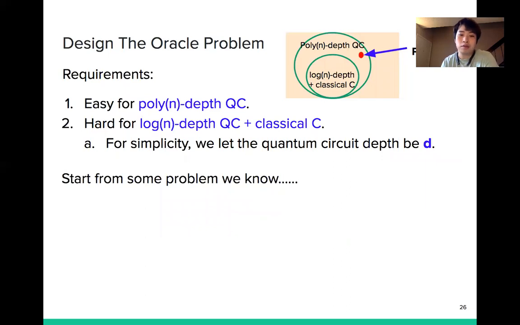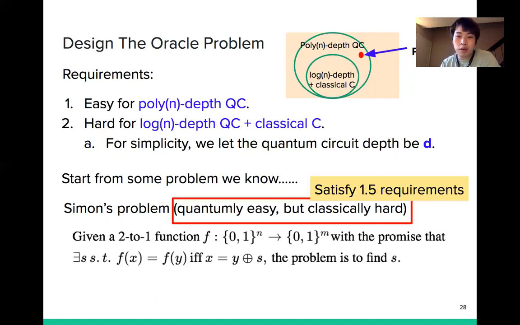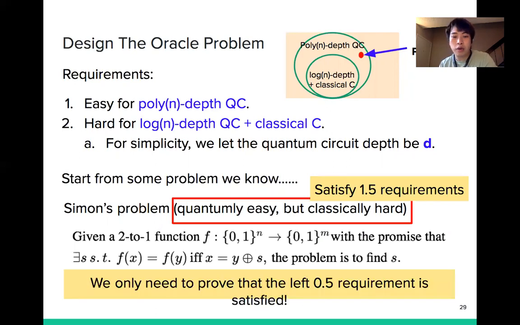It is very hard to start from nowhere, so we just start from some problems we know. What we have known from this talk is Simon's problem. Simon's problem has a very good property: it is quantumly easy and classically hard. So it satisfies 1.5 requirements, and we only need to prove that the last 0.5 requirement is satisfied. So it looks like we are almost there.